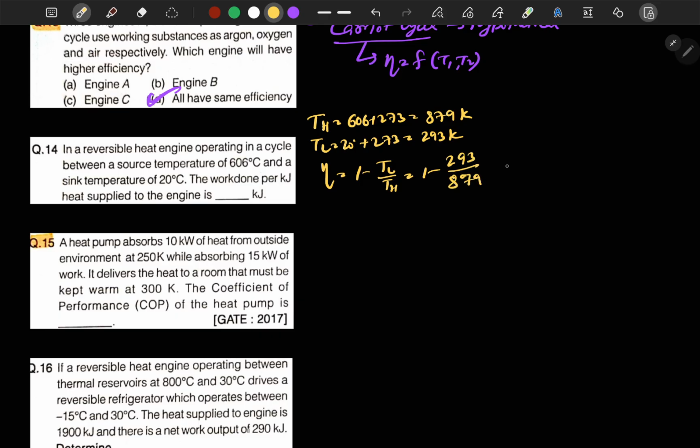Now the efficiency is given by 1 minus TL by TH, which is 1 minus 293 divided by 879. The efficiency can also be written as net work done upon heat supplied. It is asked that work done per kg of heat supplied, so we have to calculate this value only. Calculating 1 minus 293 divided by 879, we get the value equal to 0.667 kilojoule.